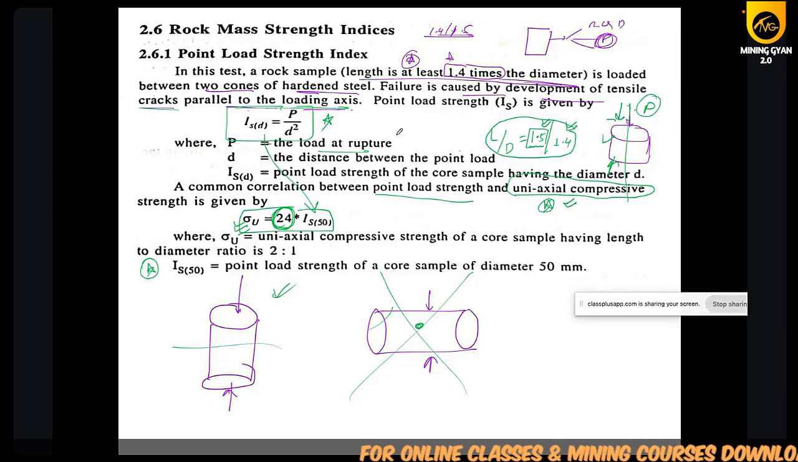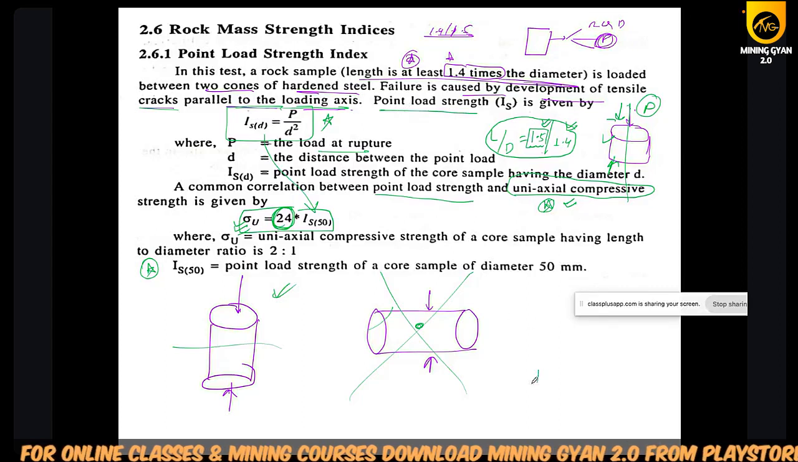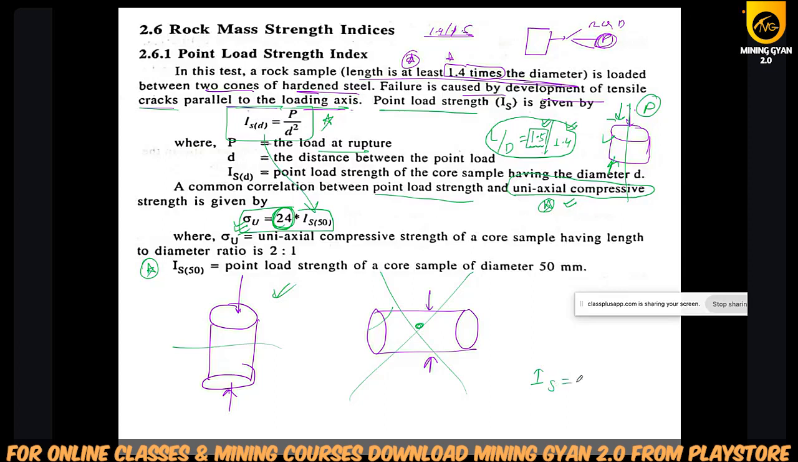If any question comes, the point load formula is P by D square. If somebody asks you the point load, you should know that P is whatever pressure you are applying, and D is the diameter, squared.